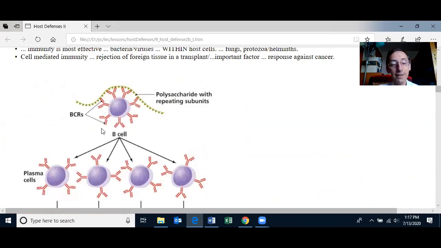500,000 copies of that one B cell receptor, so that each B cell receptor on a B cell can only bind to one epitope of one antigen. Is that clear? So that means each B cell can only bind to one thing.